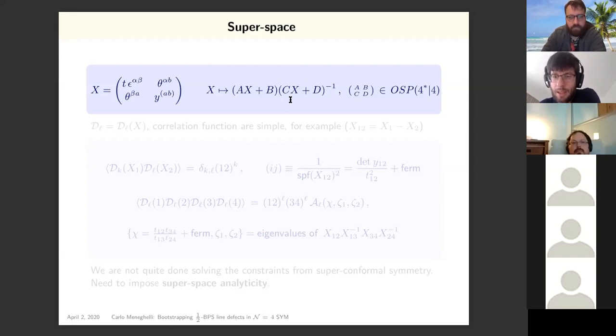But if you're familiar with embedding space for the conformal algebra, when you have an SO(n) symmetry, you use an n-vector to make it linear. But then you may want to impose that this vector squares to 0 and identify the vector up to scaling, to go from n to n minus 2. And this is exactly what you're doing here.